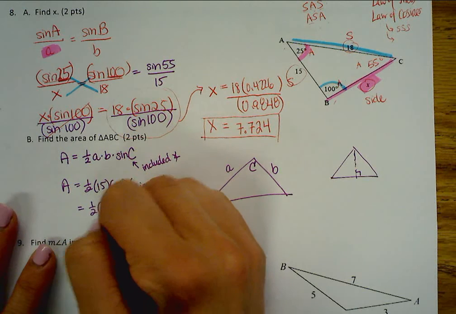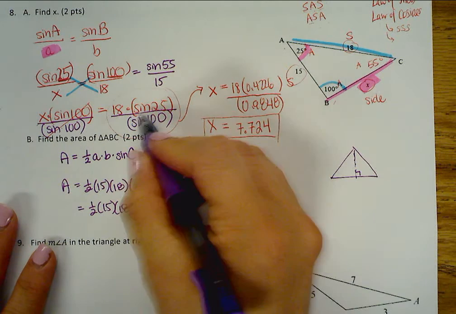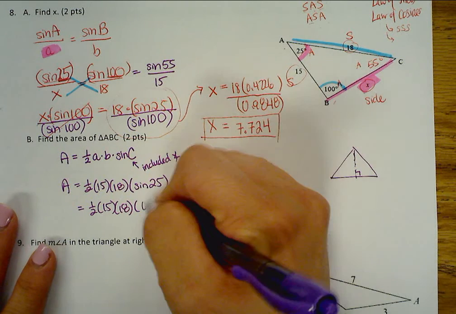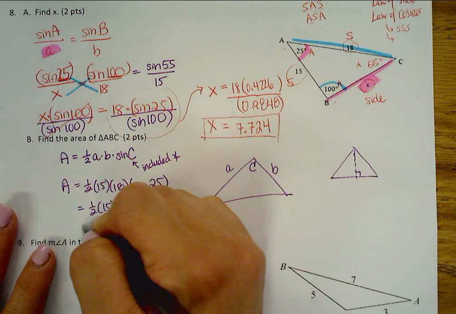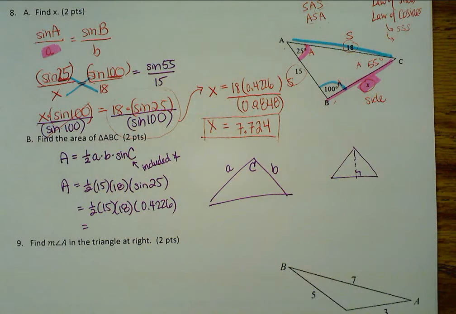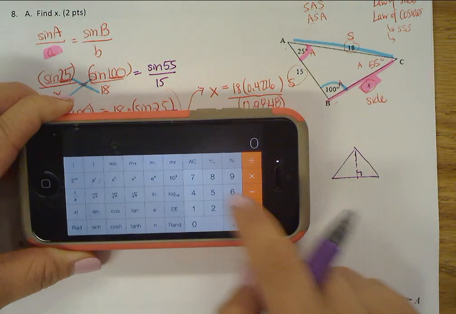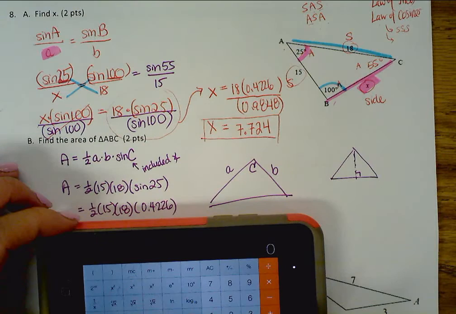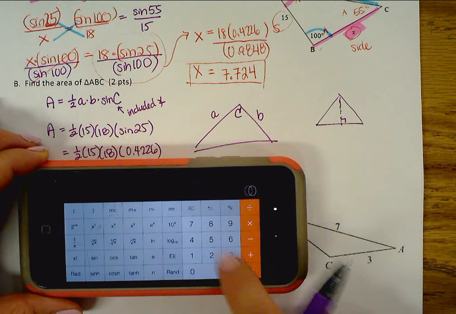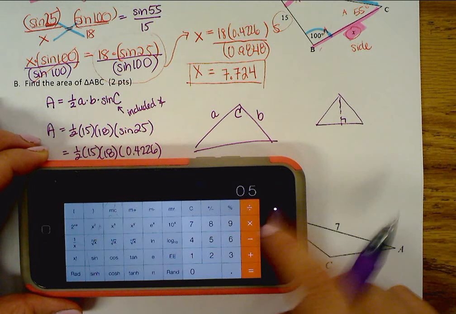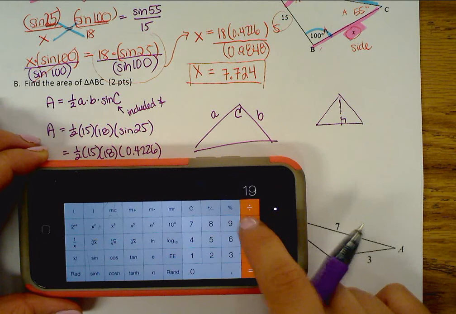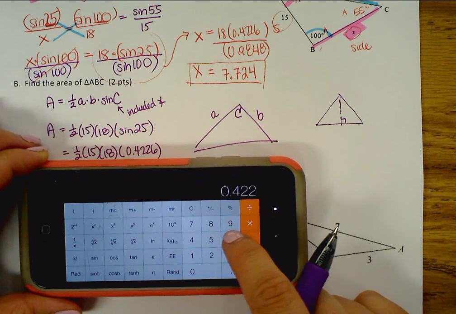Remember we said sine of 25 is 0.4226, and do all that on your calculator and you should get 50 something, right? Okay, so how do I do 1/2 on a calculator? 0.5, right? Because half is a decimal. 0.5 times 15 times 18 times 0.4226. Oh, I got 60.